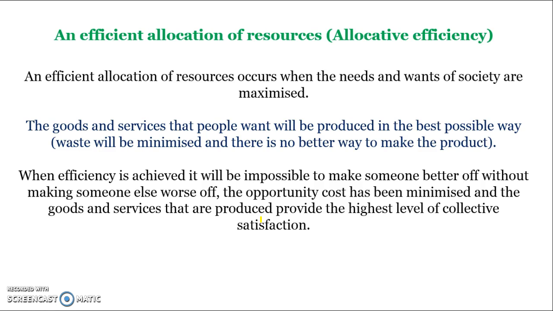So an efficient allocation of resources, also known as allocative efficiency, is basically when the wants and needs of society are maximised, goods and services that people want are produced in the best possible way to try and minimise costs, and efficiency is achieved. When efficiency is achieved, it's not possible to make anybody better off without making somebody else worse off. The opportunity cost has been minimised, and goods and services are produced to provide the greatest level of collective satisfaction to society.